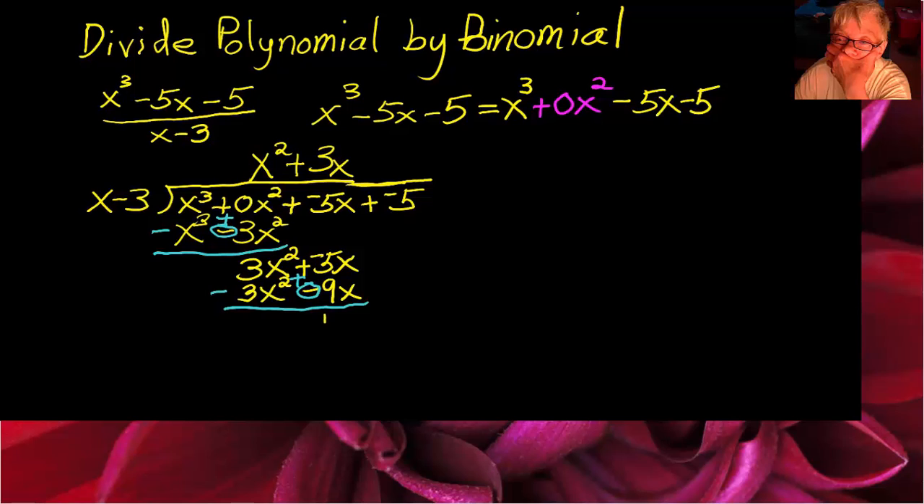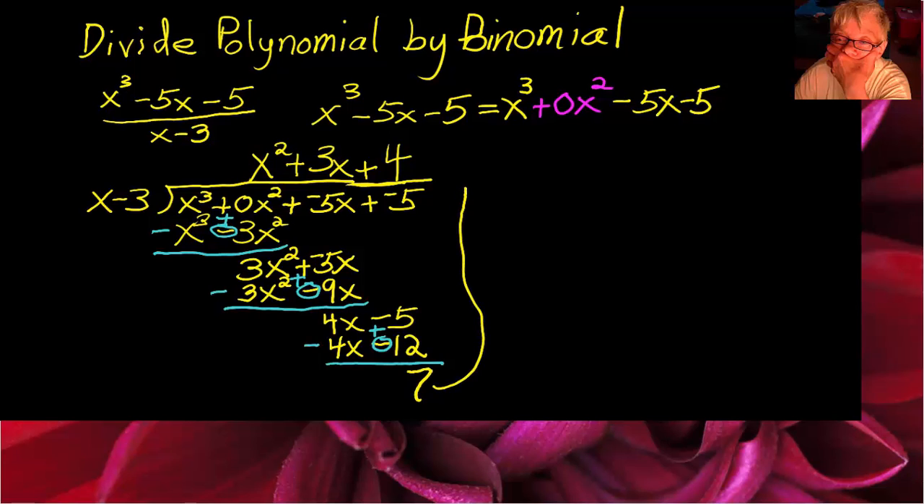Now, negative 5x plus 9x is positive 4x. Bring down the plus negative 5, which is really just minus 5. You multiply x by 4 in order to get 4x. Then you multiply 4 times the negative 3, and you get negative 12. But you draw the line, and you change your signs. Now you'll have negative 5 plus 12, which is positive 7.